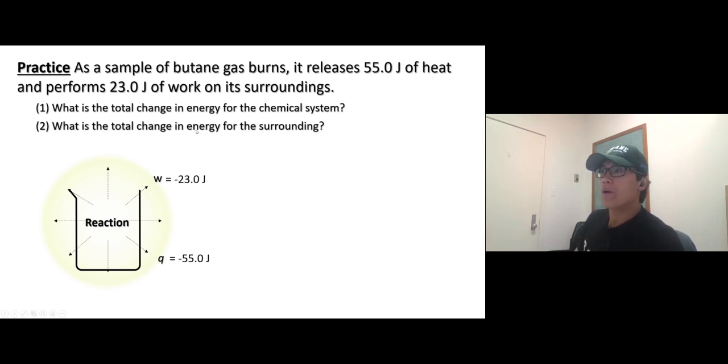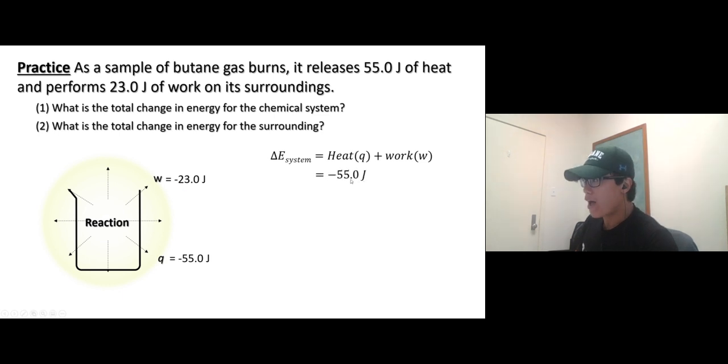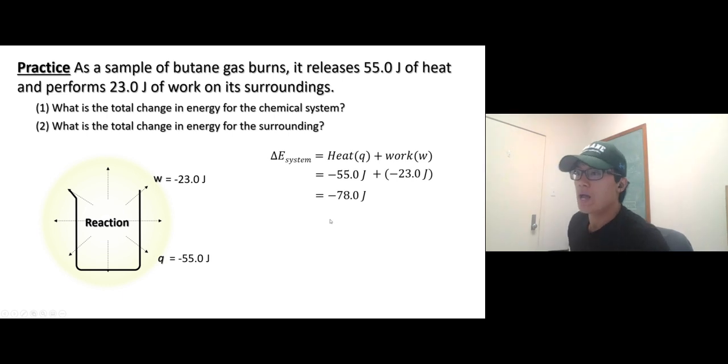Okay. All right. So what is the total change in energy of this chemical system? Well, the reaction is your system, and the energy change is equal to heat plus work. Okay, and in this reaction, the system loses heat and loses work. So both are negative: negative 55 joules and negative 23 joules. That's the answer. Okay. All right.